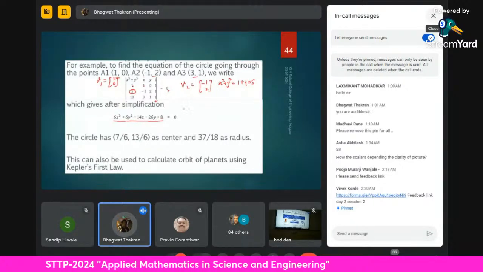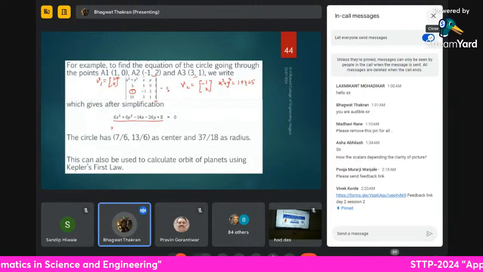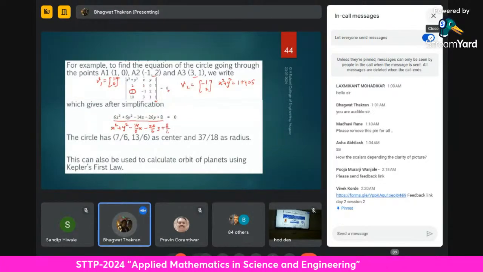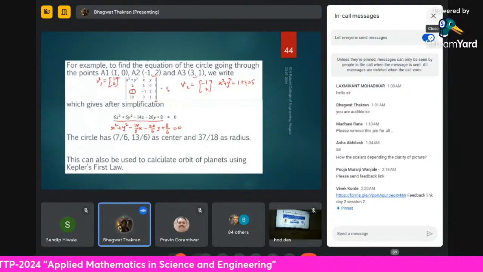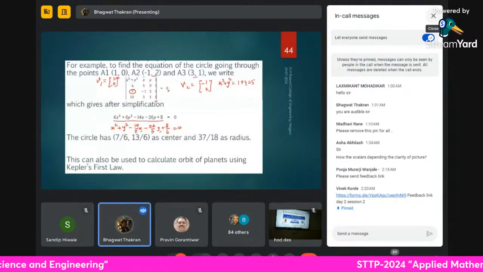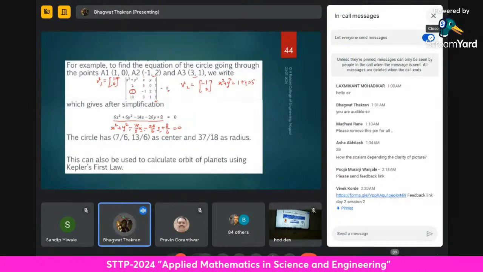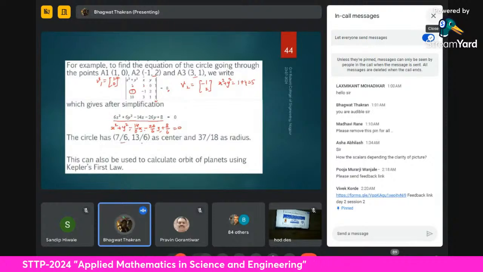But as we know, the standard equation cannot be defined like this. I'll divide it throughout by 6. So x square plus y square minus 14 by 6x minus 26 by 6y plus 8 by 6 equals 0. Now, using that formula, half of the coefficient of x and y, since they are negative, the center will lie in the first quadrant, and this is the center.